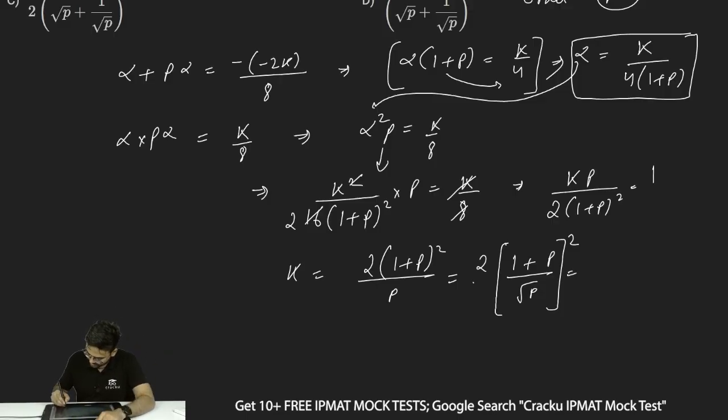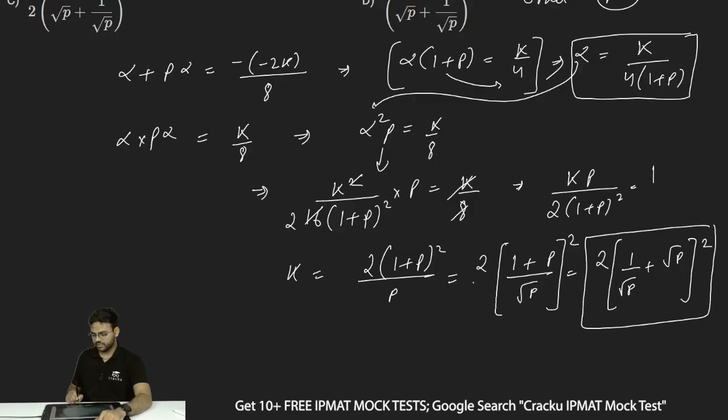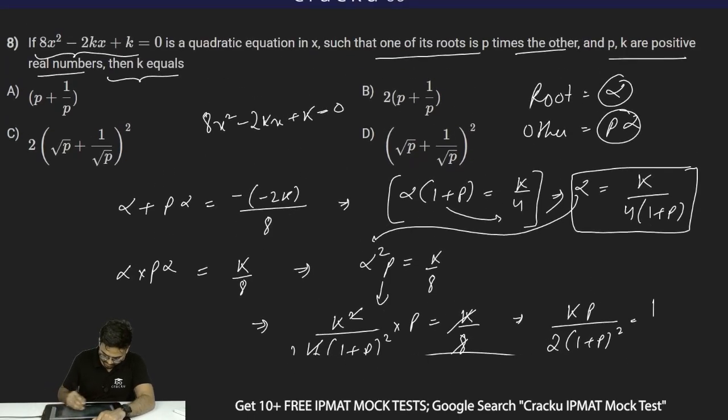Now this I can further write as 2 into 1 upon root p plus root p whole square. So this is my k value. Now we'll check the options. Then k equals 2 into under root p plus 1 upon root p whole square. Option C will be the correct answer.